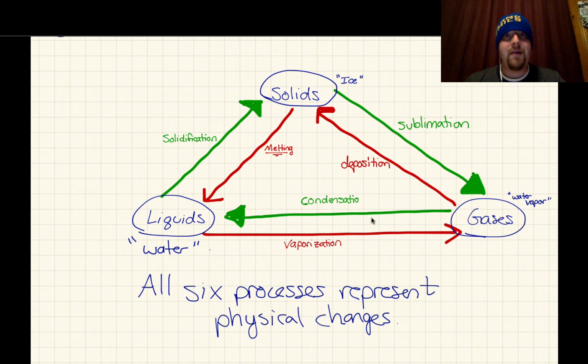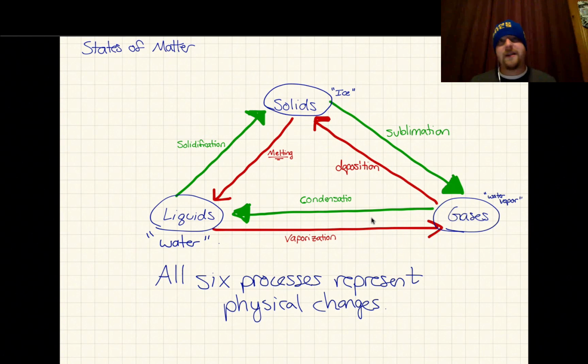So if lead melts and we have molten lead in the liquid form, it's still lead. That was not a chemical reaction. That was not a chemical change. This is a very important idea. Okay, so I want to emphasize that.